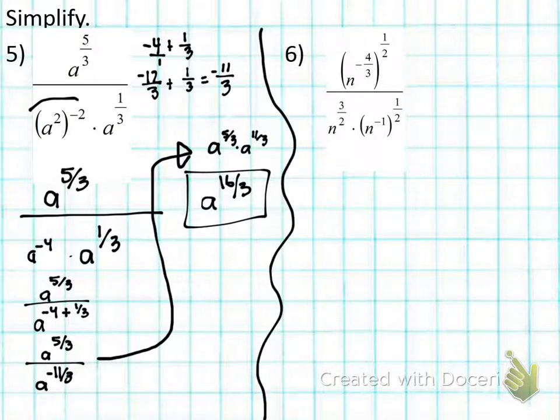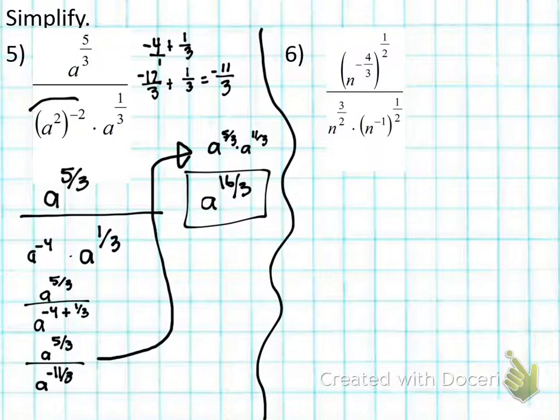Okay, so working in chunks, we're going to do this one together again. So we got this big numerator and this big denominator. So let's focus on the numerator. What should I do with that numerator first? Distribute the 1/2, right? What are we going to do with those exponents? Add or multiply them? Multiply them.